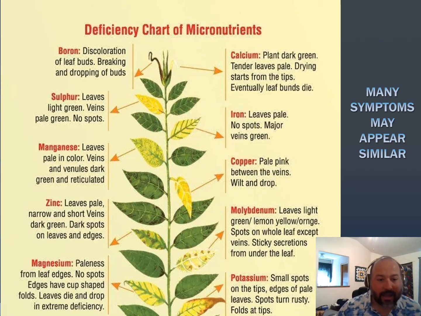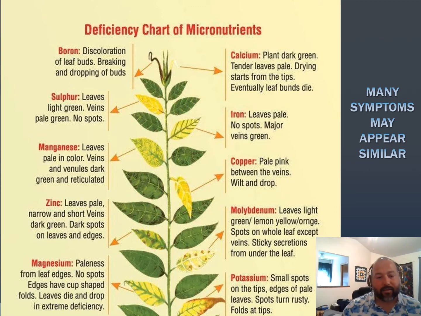If we've got a zinc deficiency, our leaves are going to be pale. We're going to have narrow and short veins being dark green, and dark spots are going to be on the leaves and edges. And you can see right here those dark spots. You can see the narrow and short veins are going to be dark green, and then we get our light spots. So that's a zinc deficiency.